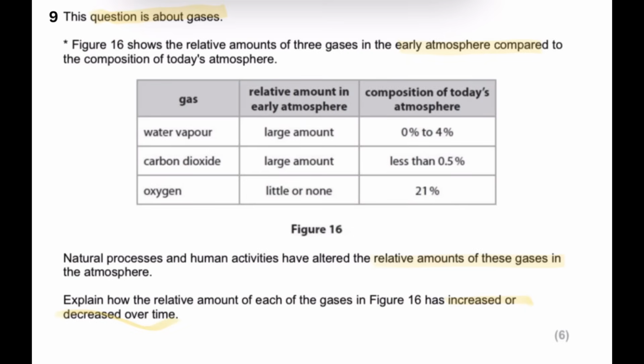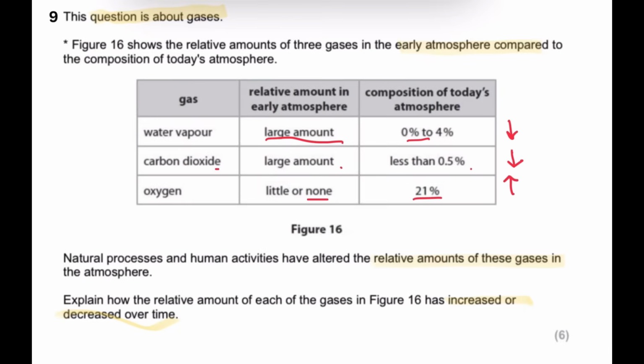So if you see water vapor, this is a large amount. However, now it's 0 to 4%. We can say that this has decreased. We have carbon dioxide, this is a large amount, and now it's less than 0.5, therefore it has decreased. And oxygen is little to none, and now we have 21%, so that actually has increased.